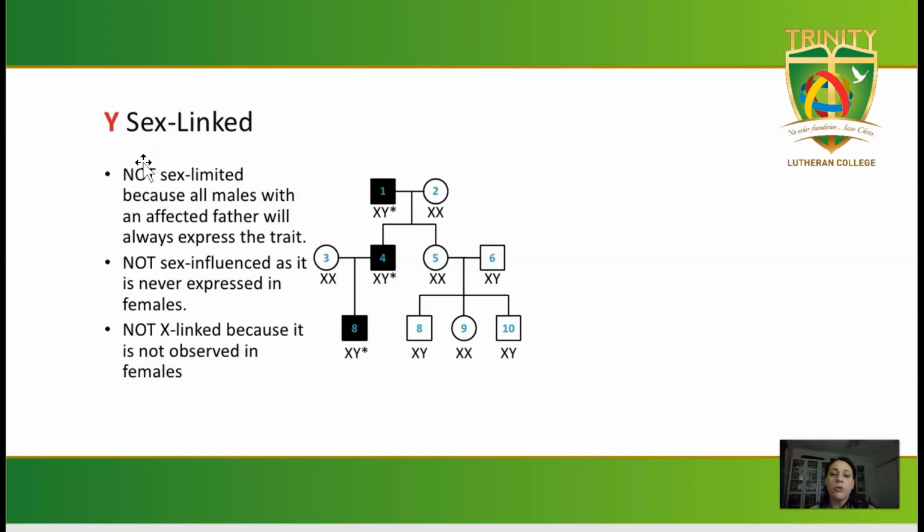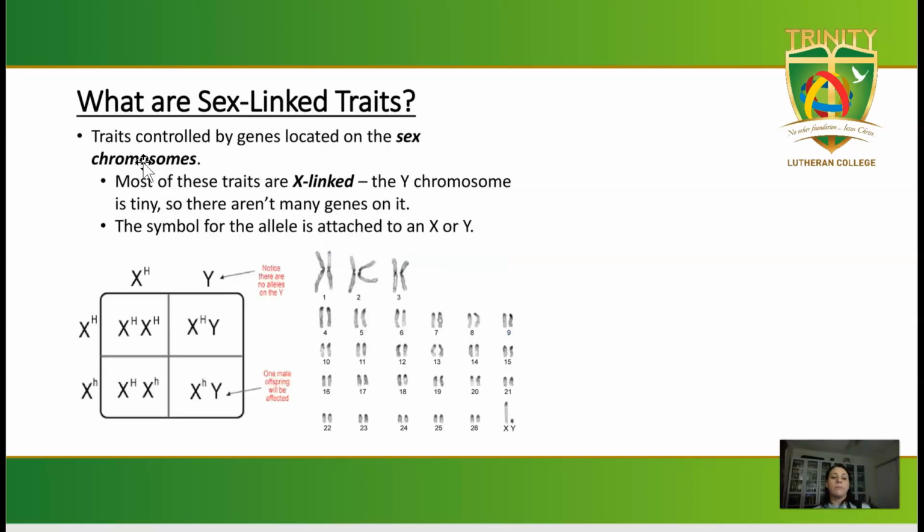So if you see a family tree that has nothing but males affected, it might be Y-linked inheritance. But you can't say that for sure without a DNA test because there are other ways, and sometimes it's just pure luck of getting every male in a family affected by a particular gene. Okay, so most of the traits are therefore X-linked. We say X-linked because they're on the X chromosome.